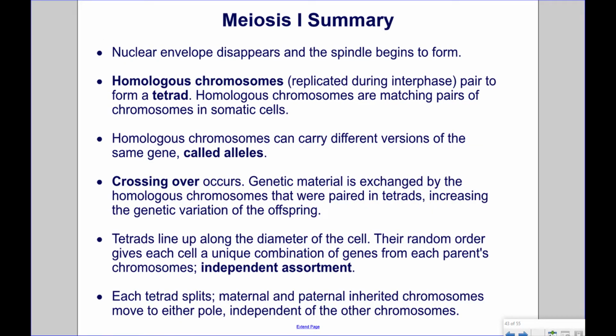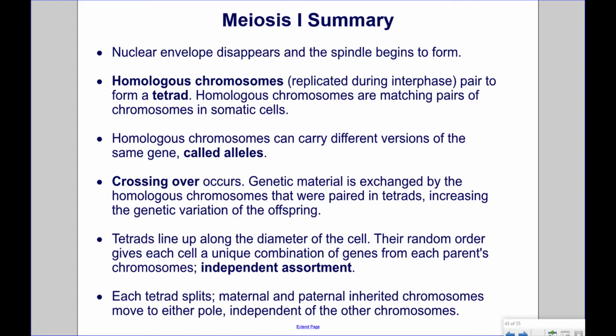Meiosis I Summary. The nuclear envelope disappears and the spindle begins to form. Homologous chromosomes, replicated during interphase, pair to form a tetrad. Homologous chromosomes are matching pairs of chromosomes in somatic cells. Homologous chromosomes can carry different versions of the same gene, called alleles.